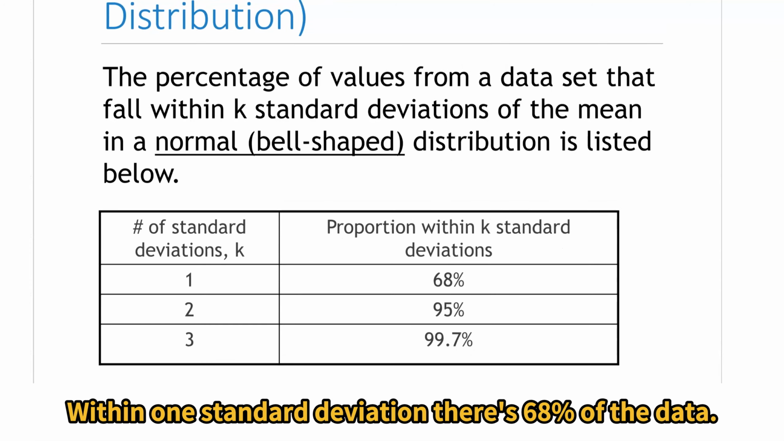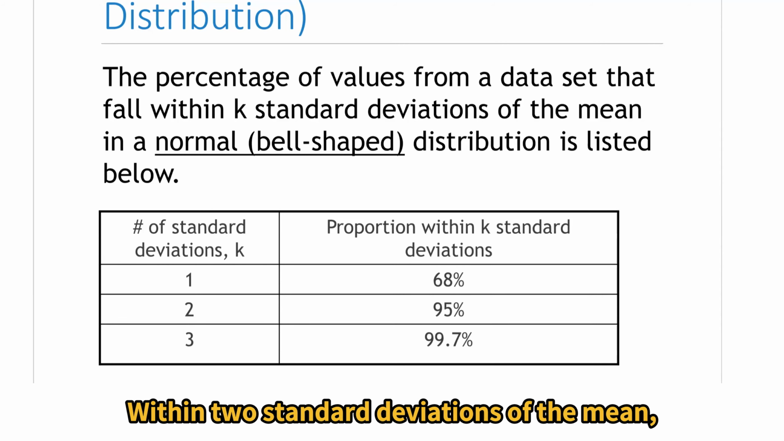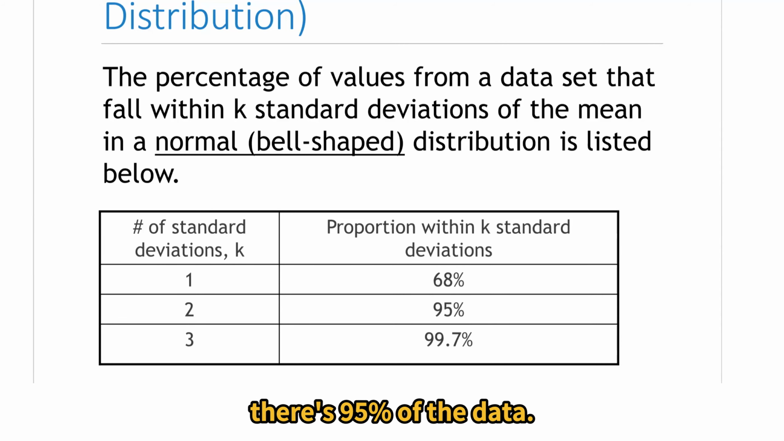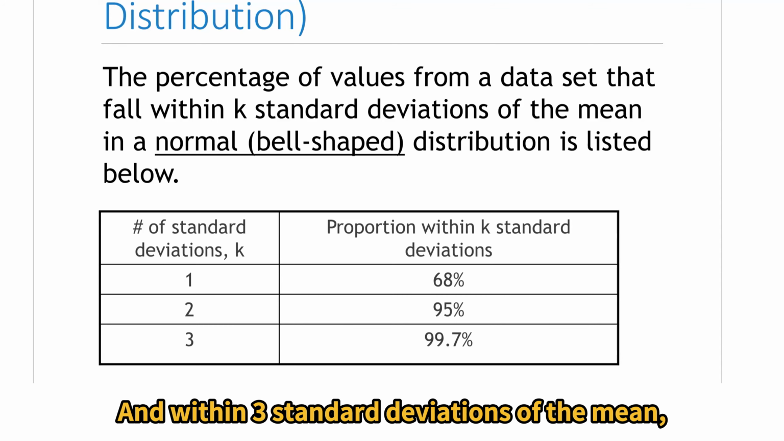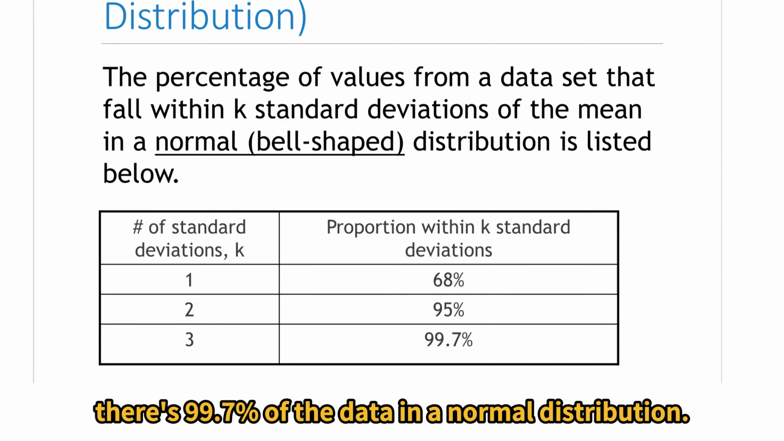Within 1 standard deviation, there's 68% of the data. Within 2 standard deviations of the mean, there's 95% of the data. And within 3 standard deviations of the mean, there's 99.7% of the data in a normal distribution.